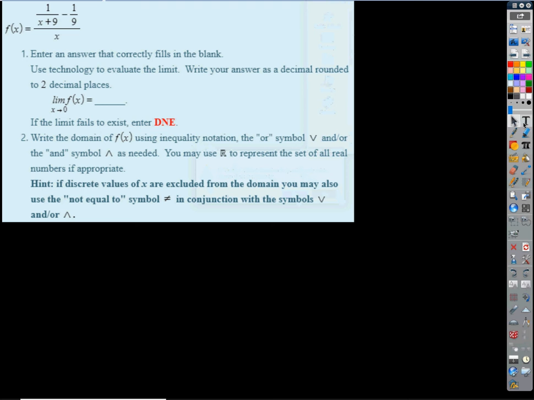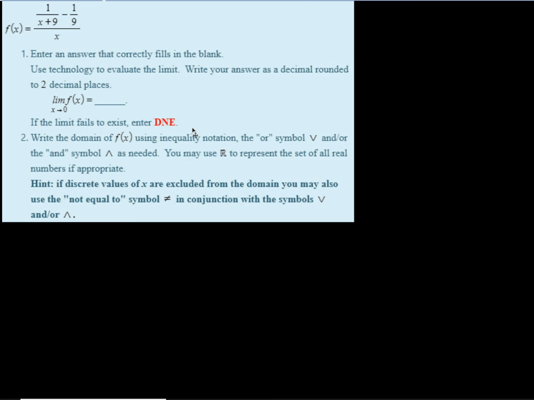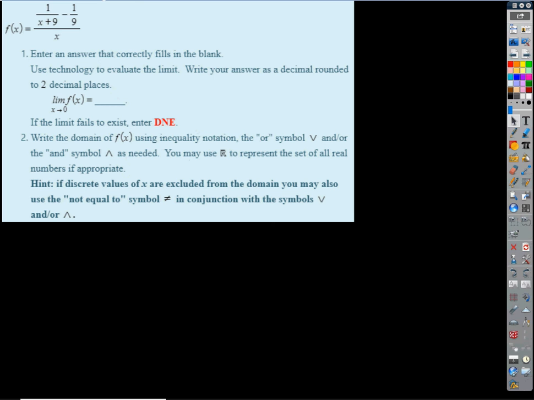I can't believe it. So here's one of the questions that people are having trouble with on the 1.1 eTicket. There's two parts to this. They want to know what the limit is, and then they want to know what the domain is, right? So first of all, to find the limit, we're just going to go to Desmos.